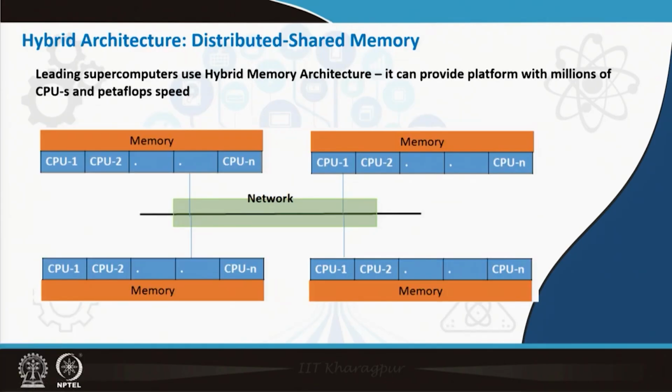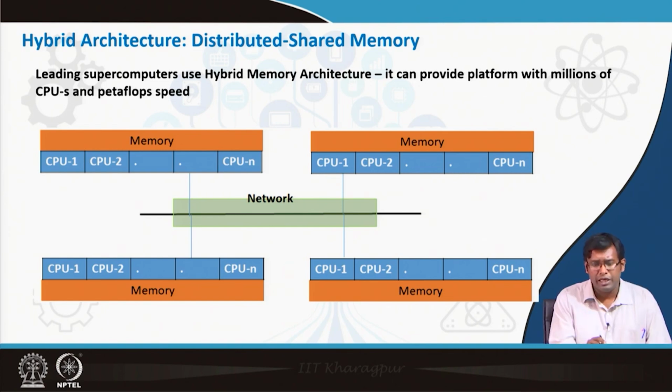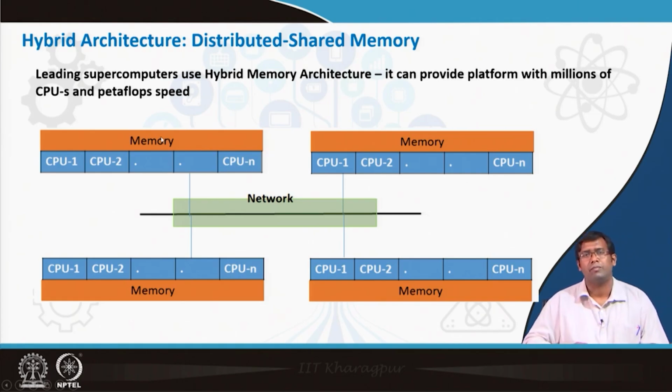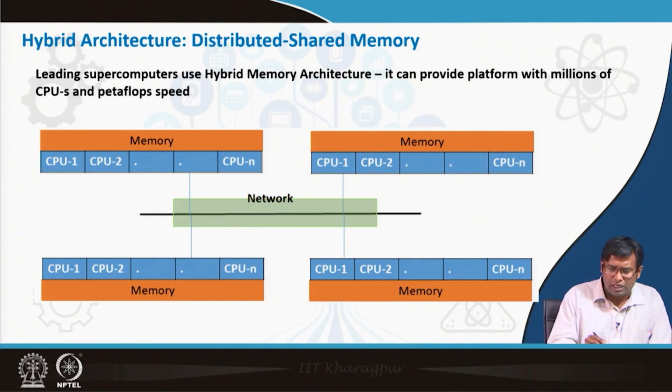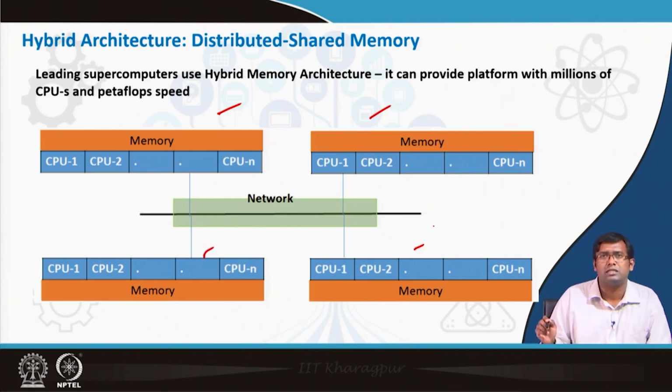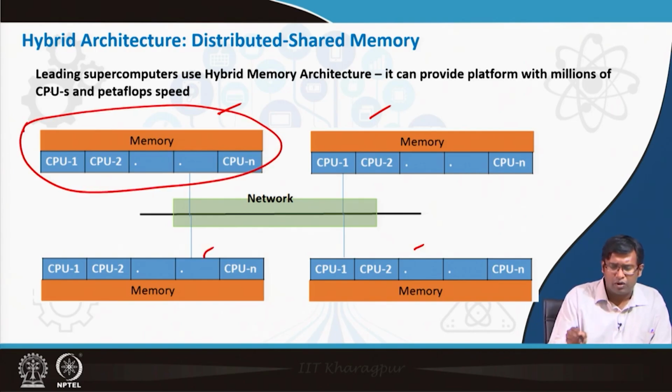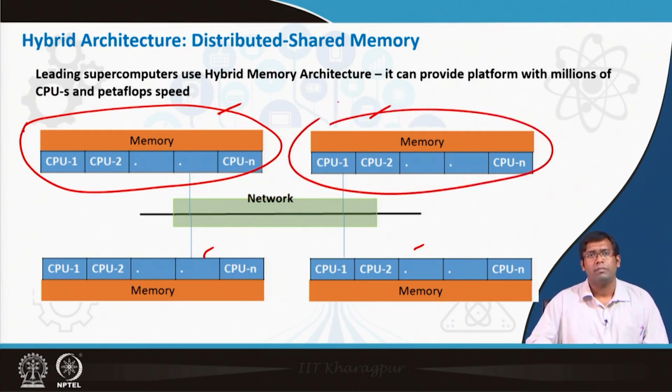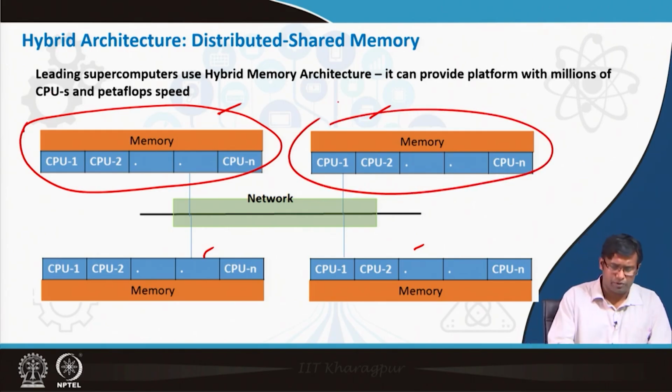Another is hybrid architecture. The leading supercomputers use hybrid architecture, where a distributed memory platform is given, but each of the distributed memory nodes is also a uniform memory access SMP, symmetric multiprocessor, where each box has multiple processors connected with the same memory, and it can actually scale up to millions of processors. So, it is called a hybrid memory architecture, which is distributed memory in some sense, because all these act as distributed memory computers, and any one of these acts as a shared memory parallel computer. So, it is a distributed-cum-shared hybrid memory architecture.